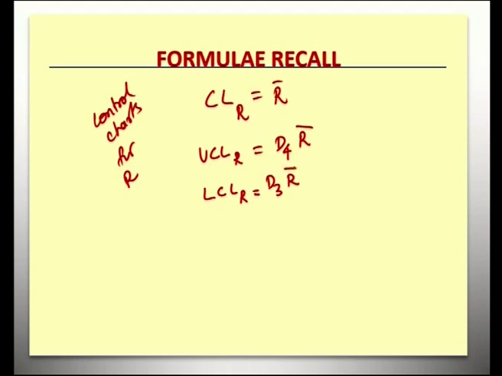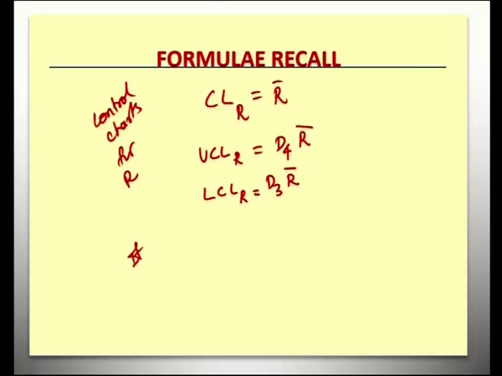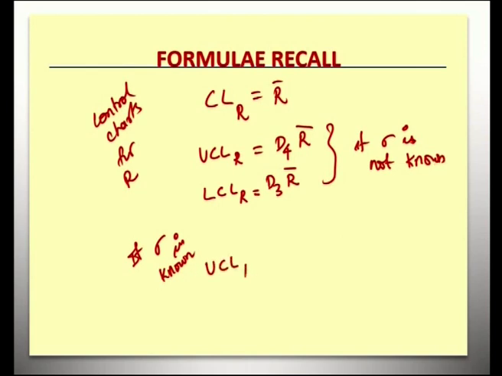Now, all these values a1, a2, d3, d4 are tabulated in the tabular column. Similarly, if sigma is known, UCL of R is equal to d2 sigma, and LCL of R is equal to d1 sigma. This is the case if sigma is known. Now, we are going to talk about control charts for attributes.